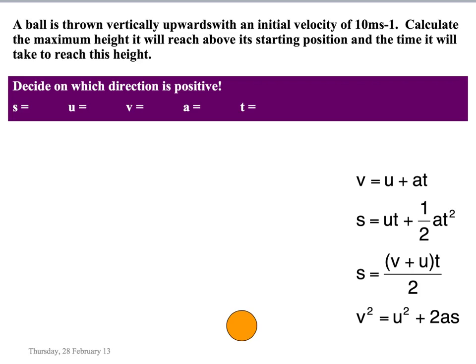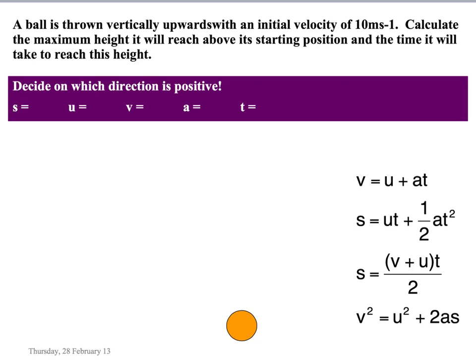The example says a ball is thrown vertically upwards with a starting or initial velocity of 10 meters per second. Calculate the maximum height it will reach above its starting position and the time it will take to reach this height. Looking at the question and trying to decide which direction is positive, I'm going to take going upwards as being positive, and anything that's acting downwards will be negative.